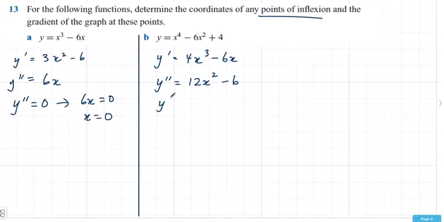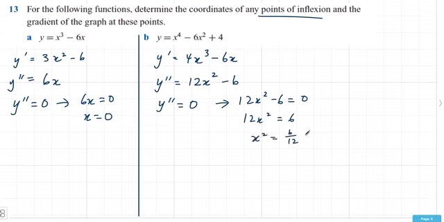Like, for example, here you let the second derivative equal 0 on each, and you say, okay, well, that tells me that here 12x squared equals 6, x squared equals 6 on 12, which is a half, x equals plus or minus 1 on root 2, which is plus or minus root 2 on 2. So we've got the possible points of inflection, so we always have to do the check. That's important. So we have to check the concavity either side, okay?